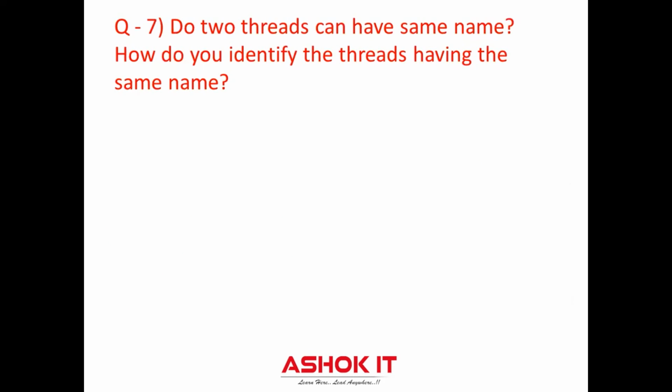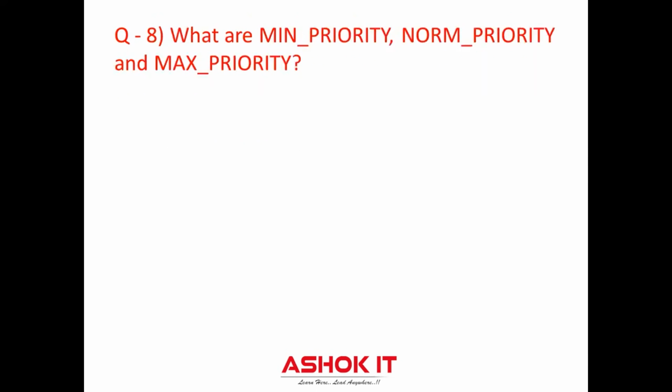Question number 7. Can two threads have the same name? How do you identify threads having the same name? Yes, in your program, two threads can have the same name. And two threads which have the same name can be identified by their thread ID, because thread ID is a unique long number which remains unchanged throughout the life of a thread, and thread ID can be retrieved using getId.